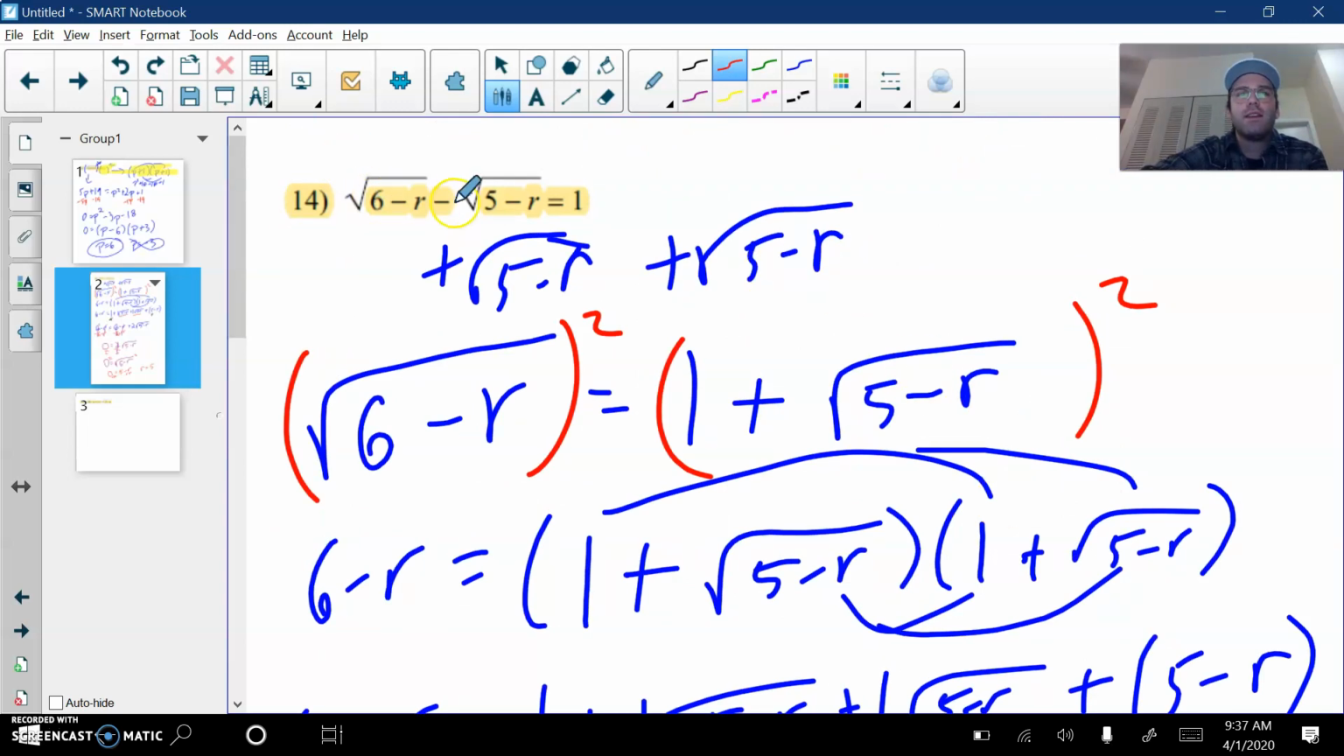So 6 minus 5 is 1. So the square root of 1 is 1. 5 minus 5 is 0. So the square root of 0 is 0. So 1 equals 1. Well, that checks out. Boom. r is 5.